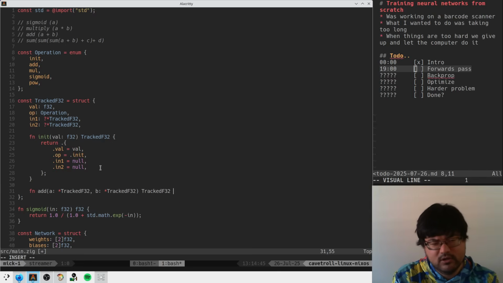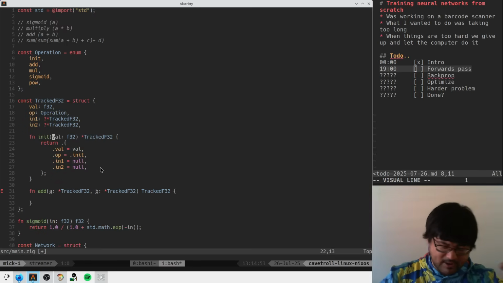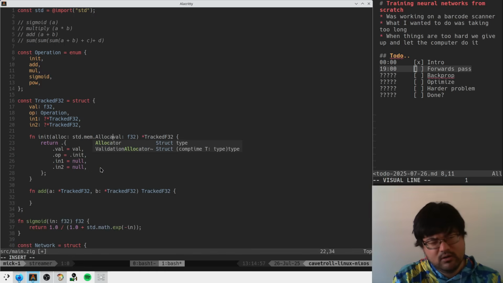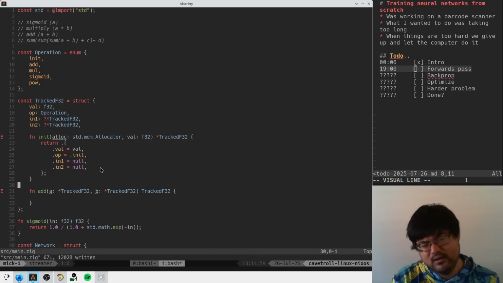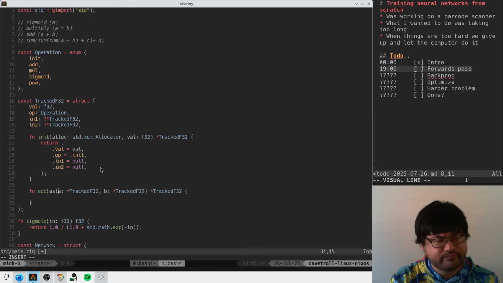Maybe as a pointer. I think using pointers everywhere is going to make this easier, because we can then just slap them on some allocator and reset the allocator every once in a while. I think it makes sense that way, because these things need to have stable memory locations so that we can do the backpropagation. So I think this makes sense. Let's do it this way.